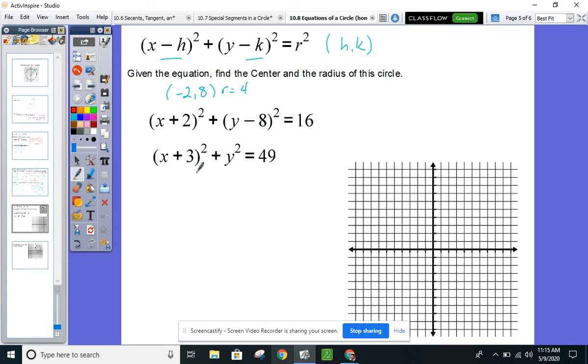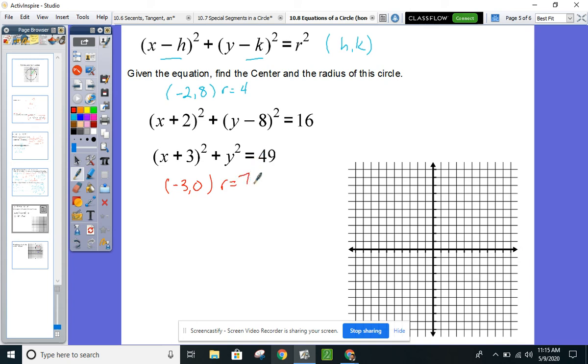And let's look at this other one. Here, the center would be at -3, and then y, it's just plus y, so that's a 0 right there. With the radius being the square root of that, 7.